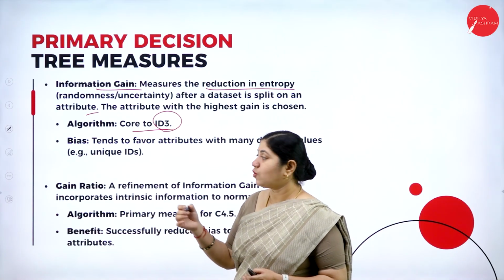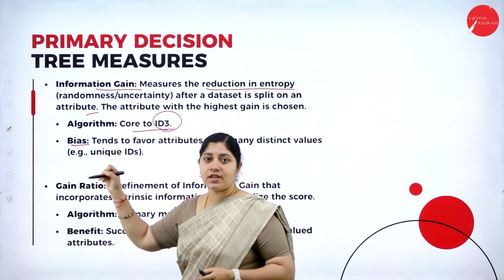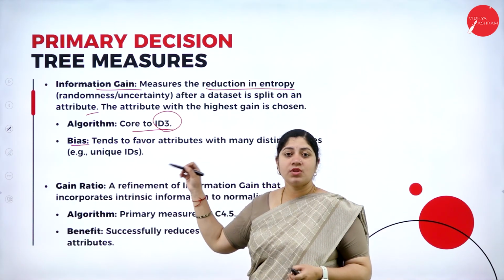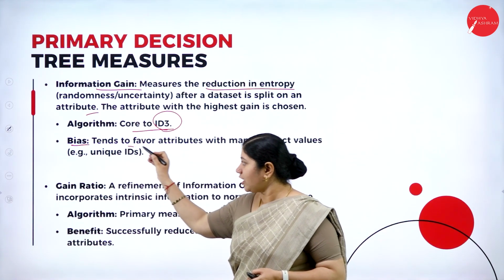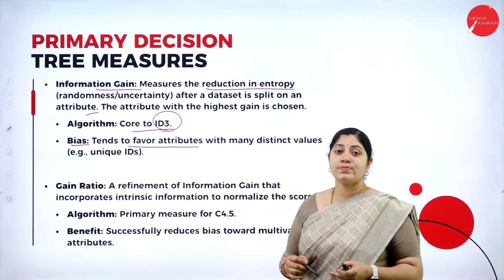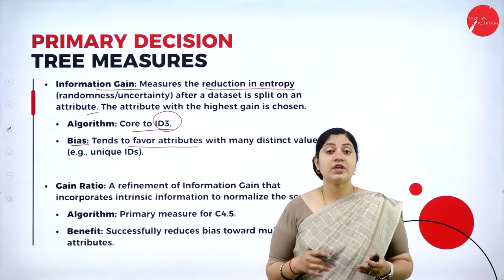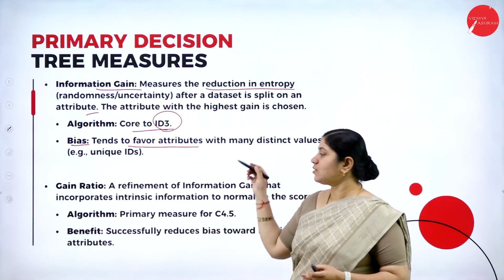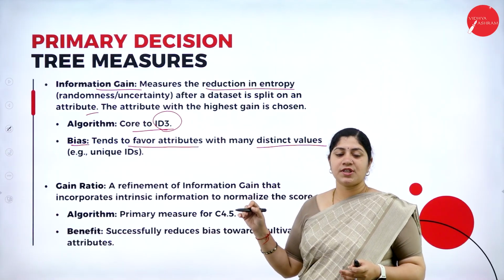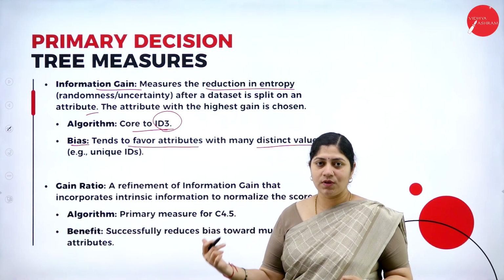Now, let's understand the bias that is considered under information gain. This bias gives a trend where information gain favors attributes with many distinct values. So that is the bias we can consider with respect to information gain.